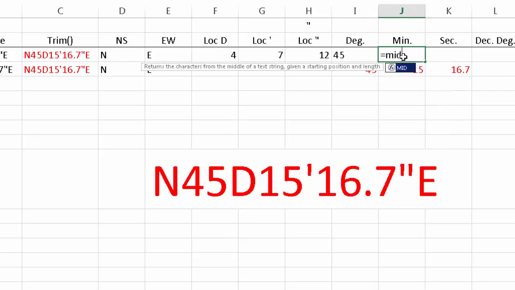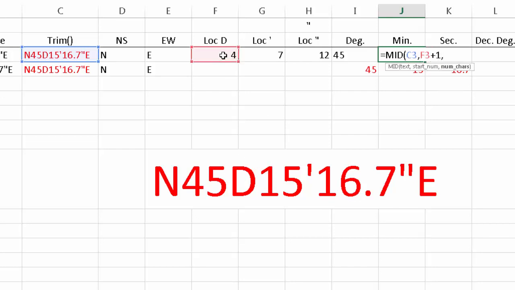For the minutes, we're going to use MID as well with that same text string. The starting position is actually going to be the location of the D plus 1, so 4 plus 1, and I'm using the cell reference there. And then the number of characters comes from the location of the apostrophe minus the location of the D. So if I were to do that, I have 7 minus 4, which is 3, and I need to get rid of 1 more character there.